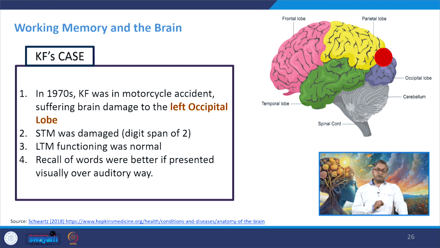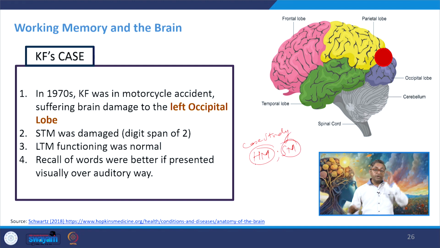In KF's case study, we understood that in 1970 KF met with a motorcycle accident and suffered brain damage. The damage happened in his left occipital lobe, but a unique characteristic started to emerge in KF's case study, unlike the Henry Molaison case study which we discussed in the previous class. You can go and check the Henry Molaison case in the previous class. Along with it, we even discussed the SM case.